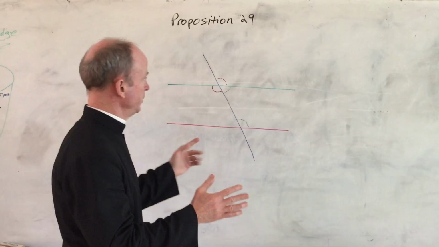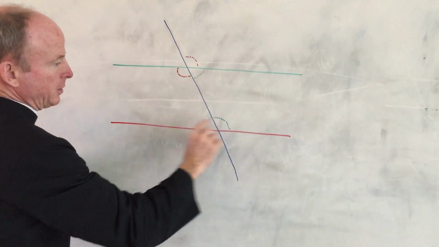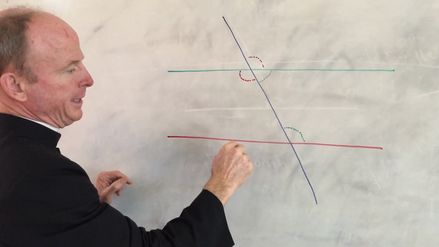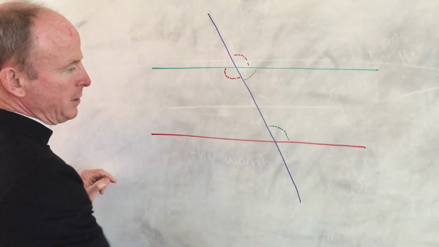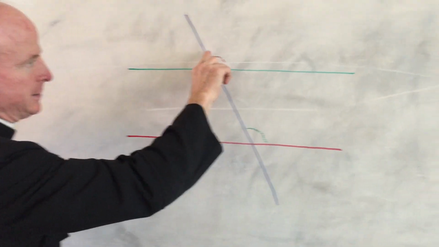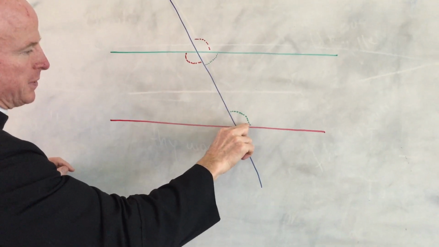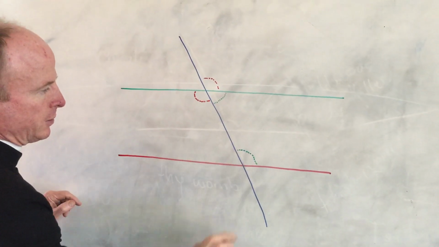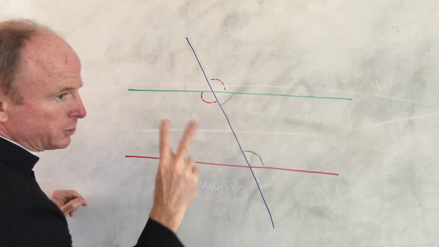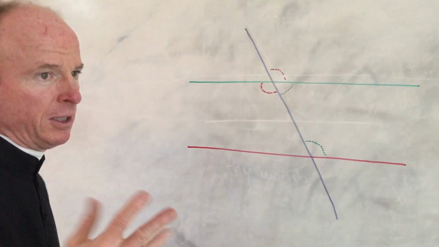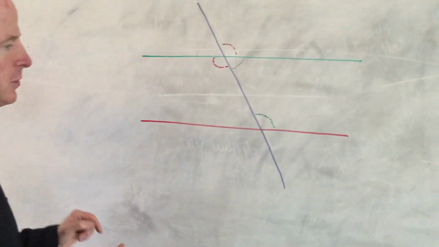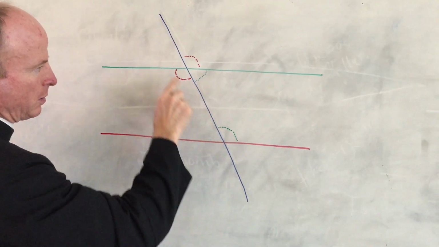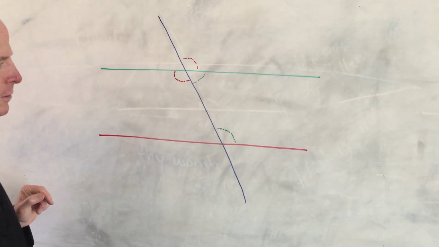Okay? So let's go here. If there be parallel lines and a line falling upon them, it makes alternate angles equal, the exterior angle equal to the opposite and interior angle on the same side, and the two interior angles on the same side equal to two right angles. Okay? So there's three little proofs within this proof. Let's do the first one. Let's prove that these two alternate angles are equal to each other, okay?